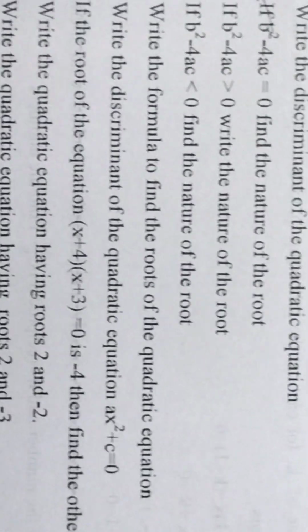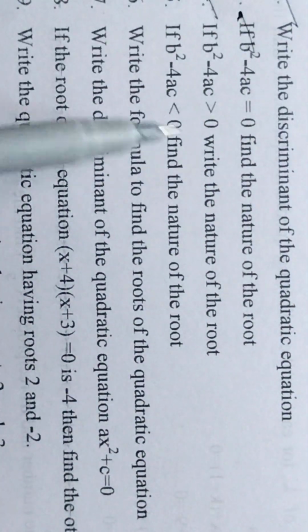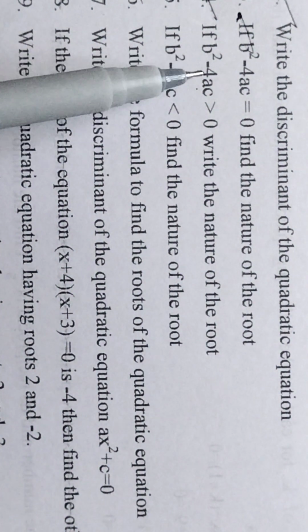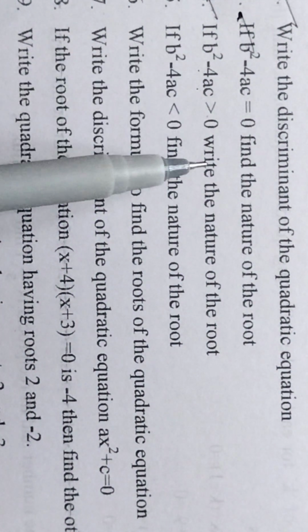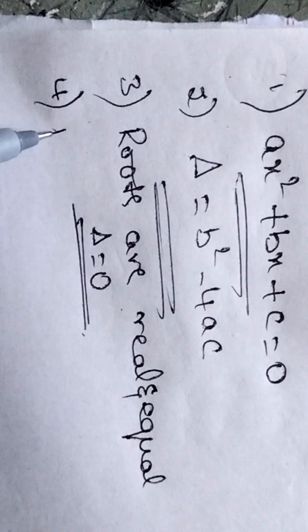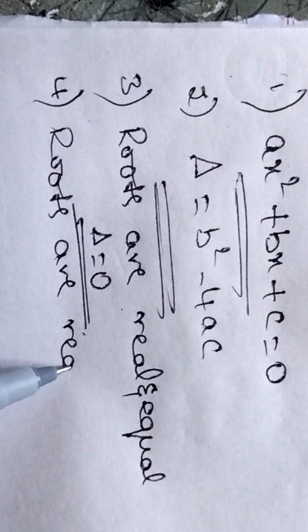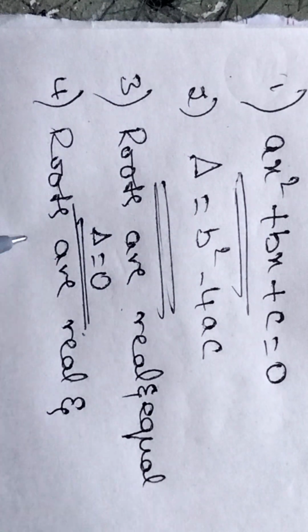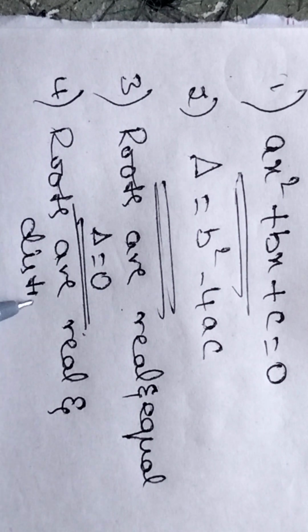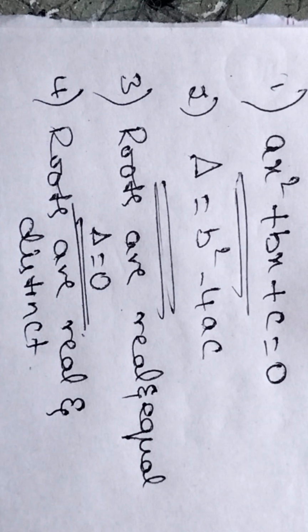Then coming to the fourth question, if b square minus 4ac, that is delta, is greater than 0, what is the nature of the root? If delta is greater than 0, roots are real and distinct. So if delta is equal to 0, roots are real and equal. If delta is greater than 0, roots are real and distinct.